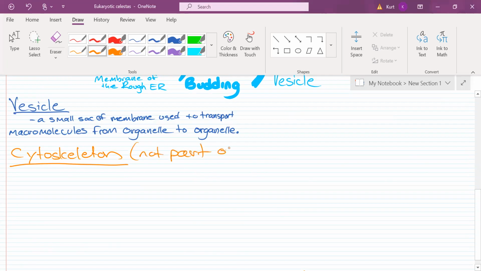Yes, Reed? So is the cytoskeleton an organelle at all? No. Not everything in the cell is an organelle. Is everything in your body an organ? Right.